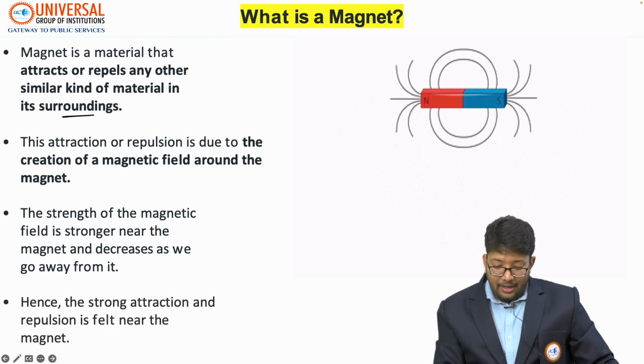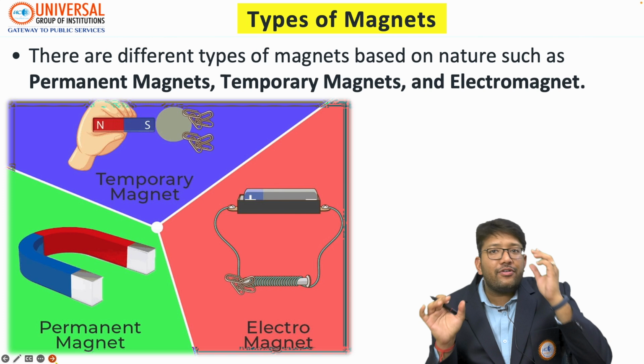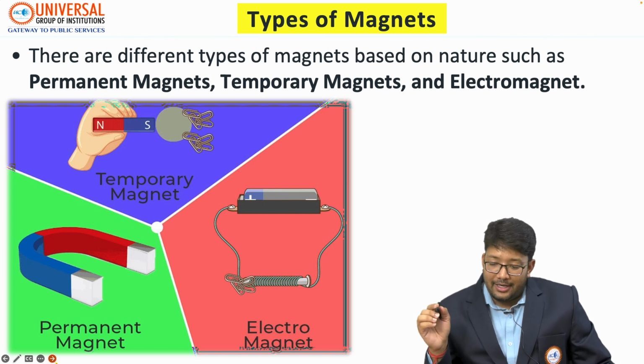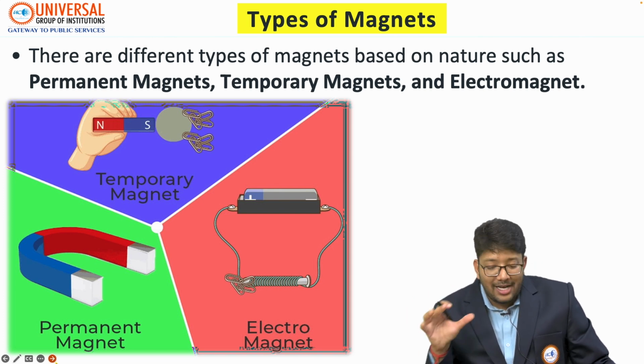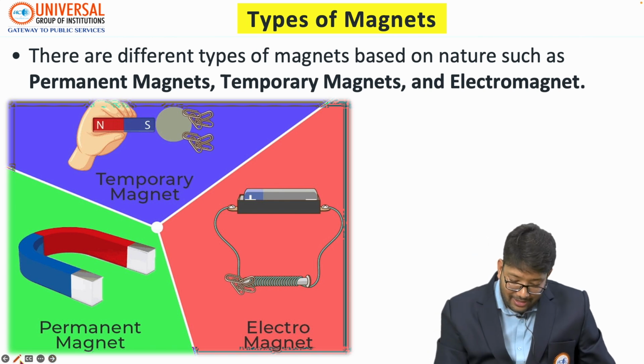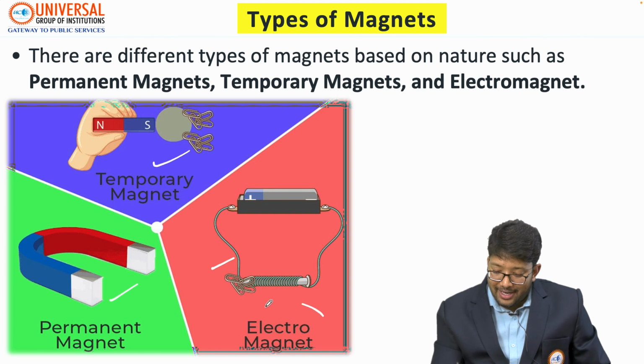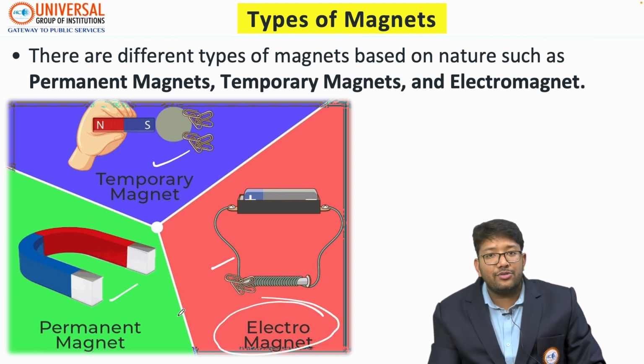Then, types of magnets. There are different types of magnets, students, based on their nature: permanent magnets, temporary magnets and electromagnets. These are all the types of magnets in our environment. An electromagnet we can also call a solenoid.